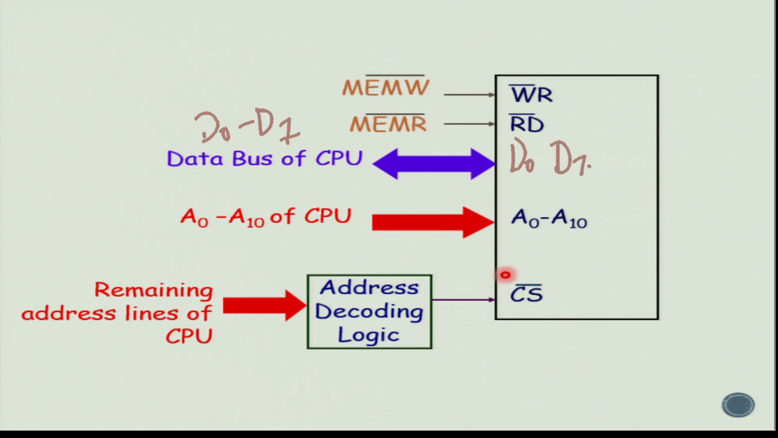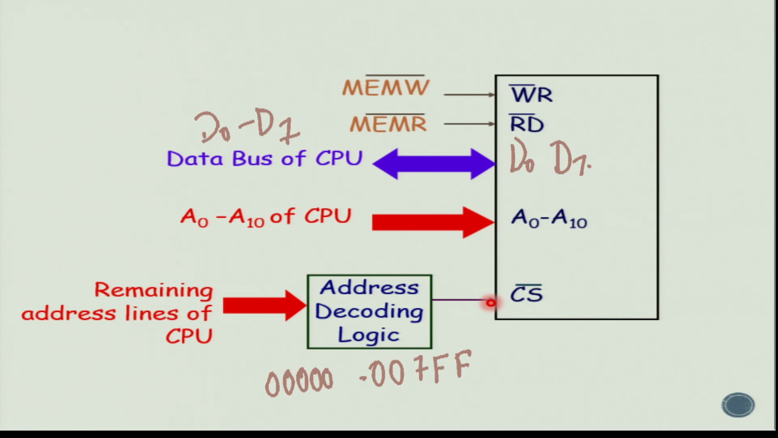Remember, at any given point of time, depending upon the address, only one memory chip must be selected. So we said that if the address is going to be in the range 000 to 007FF, then in that case the RAM chip 1 must be selected. So the remaining address lines of the CPU will be used for selecting between RAM 1, RAM 2, RAM 3 and RAM 4. So we will be designing what is called address decoding logic, and this is going to be used for selecting the RAM chip.